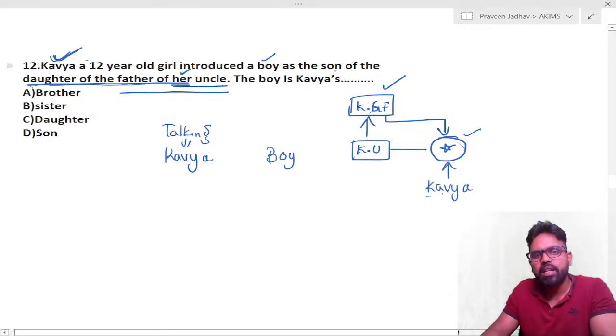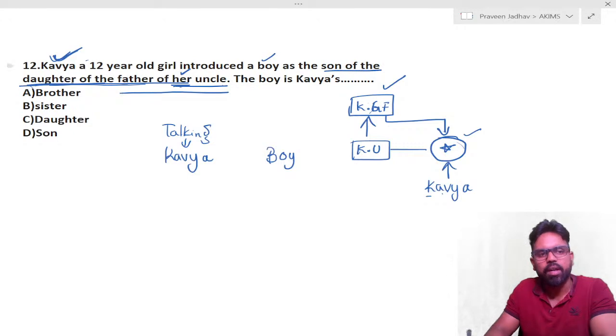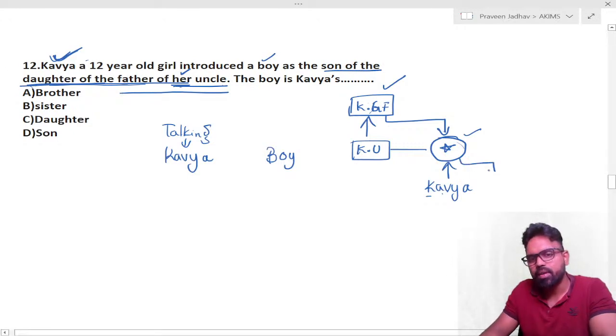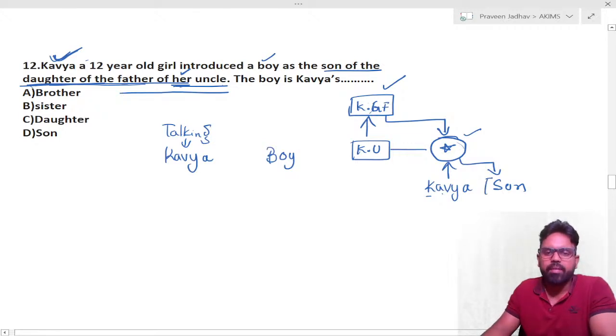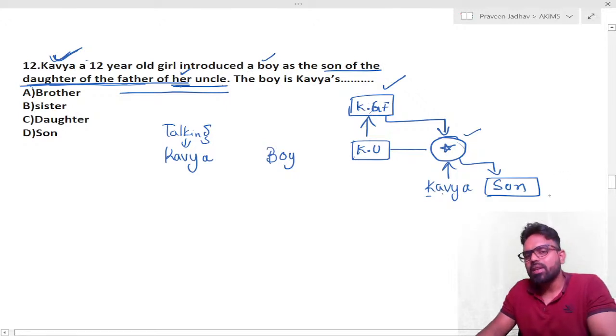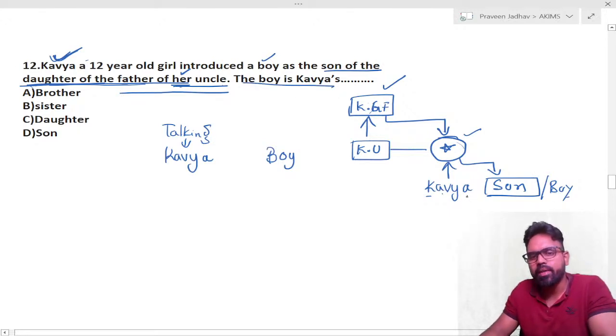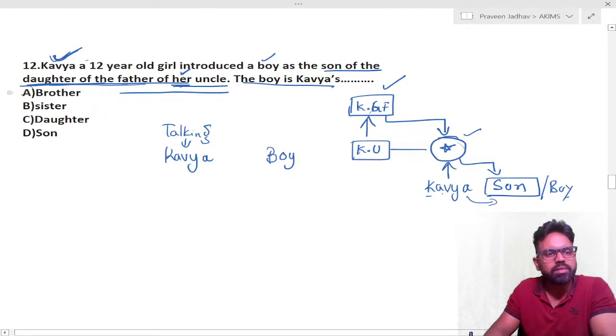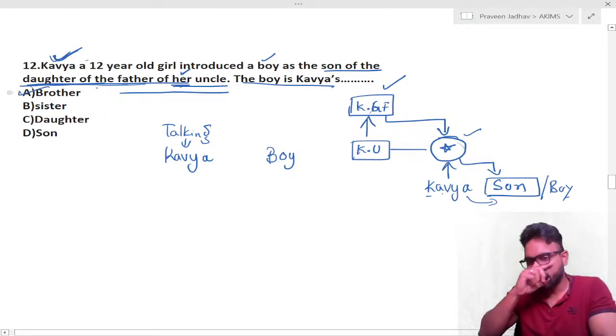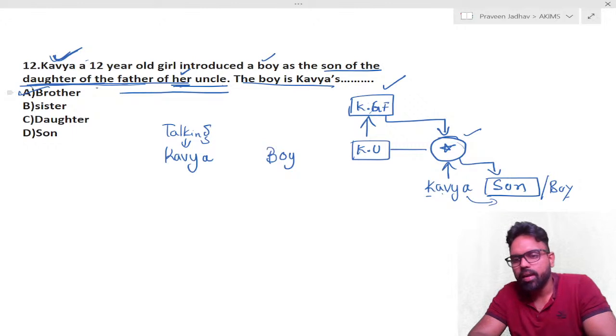Now, read one more sentence behind. Son of the daughter. The son of the daughter will come here. Introduce the boy as the son of the daughter. This son is also known as what? Boy. What is he asking? The boy is Kavya's brother. The boy is the brother of Kavya.